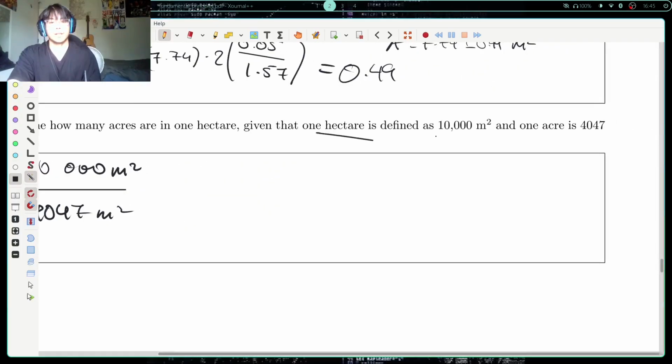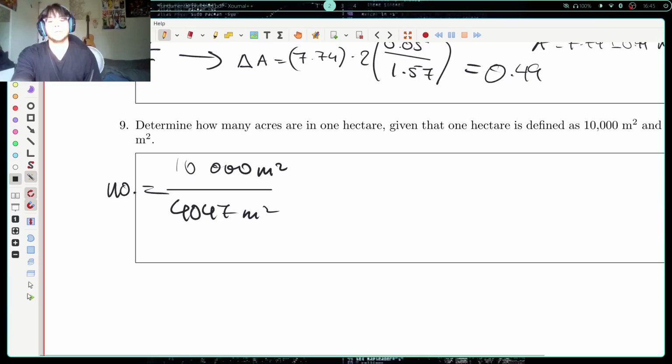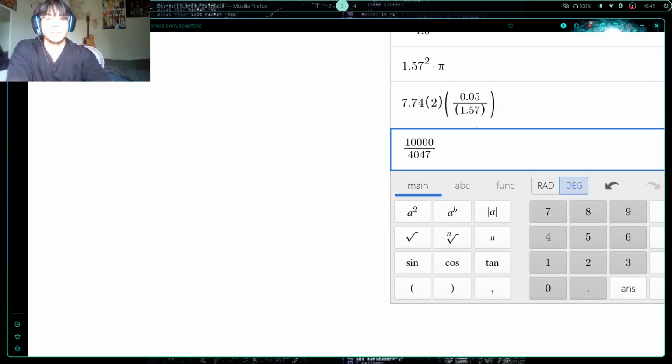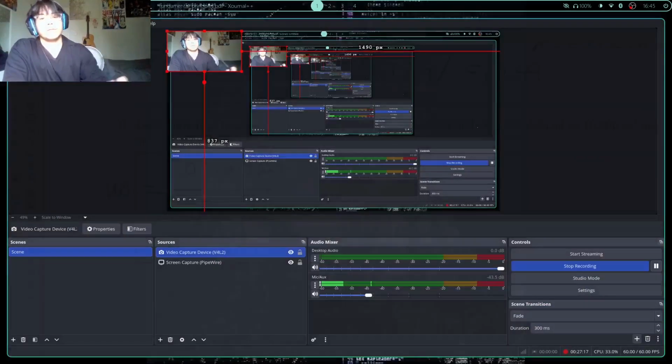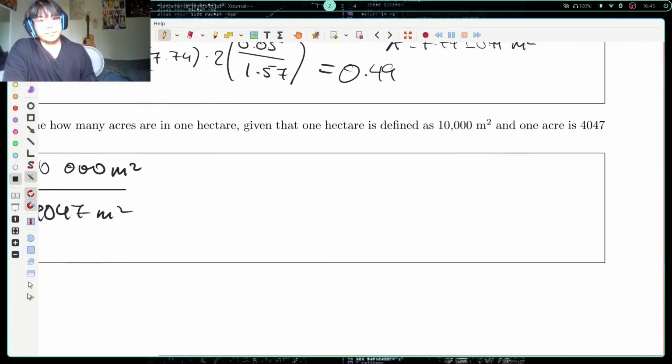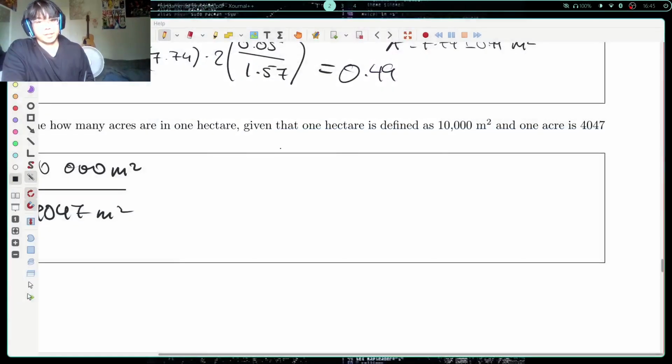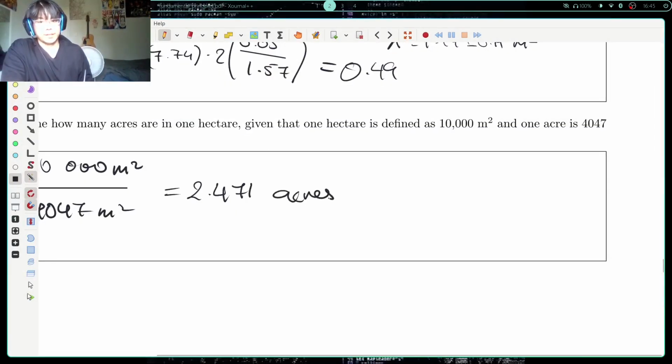Because you just divide this value by this one, and you get 10,000 over 4047. That gives you 2.47. But because this is in 4 significant figures, this will be 2.471. So it equals 2.471 acres per hectare.